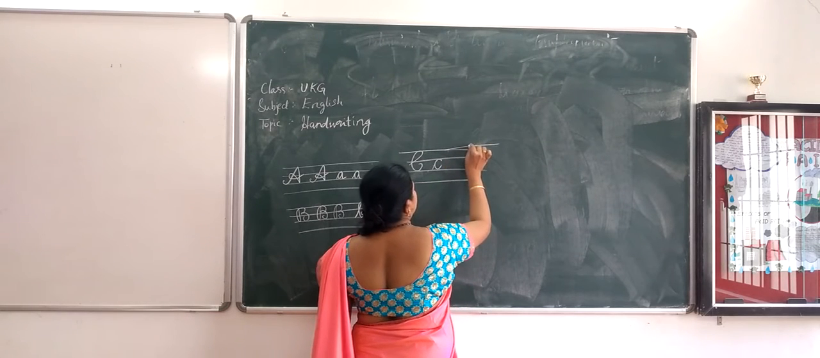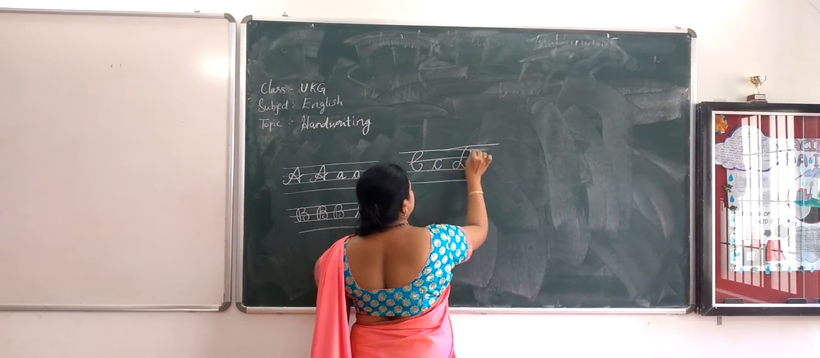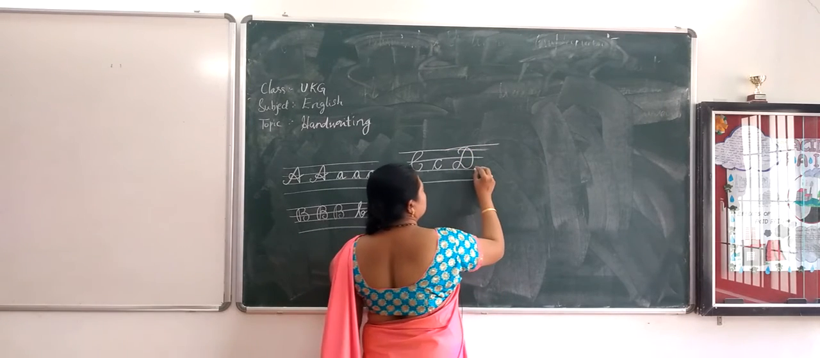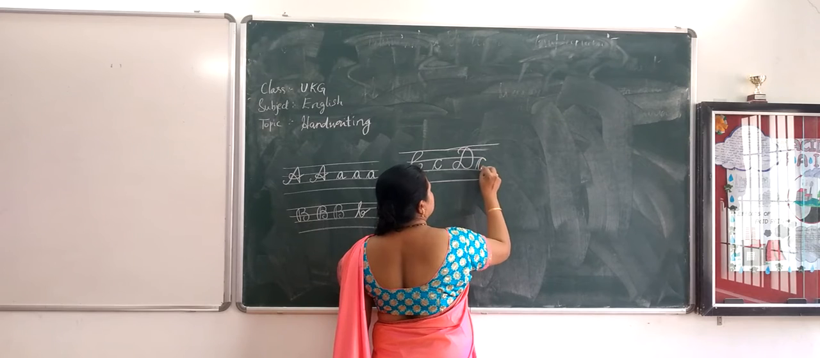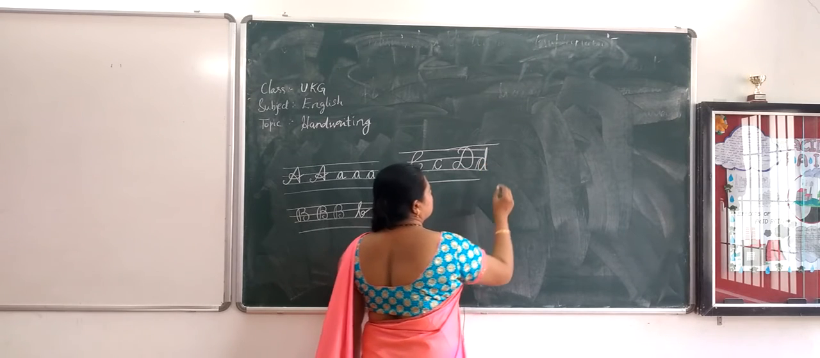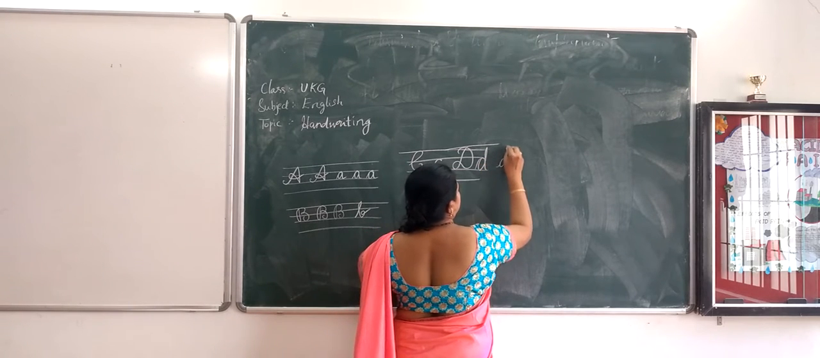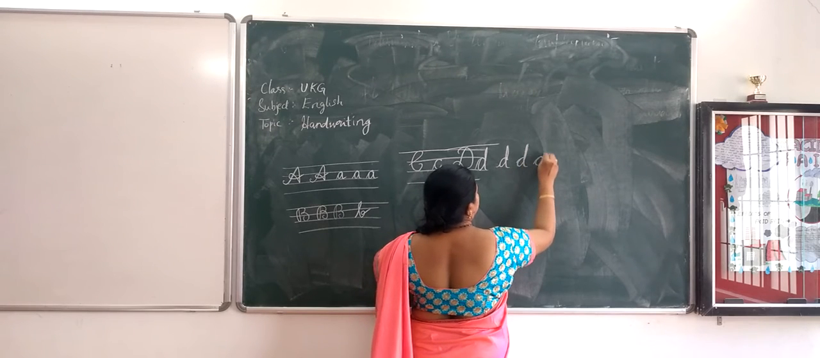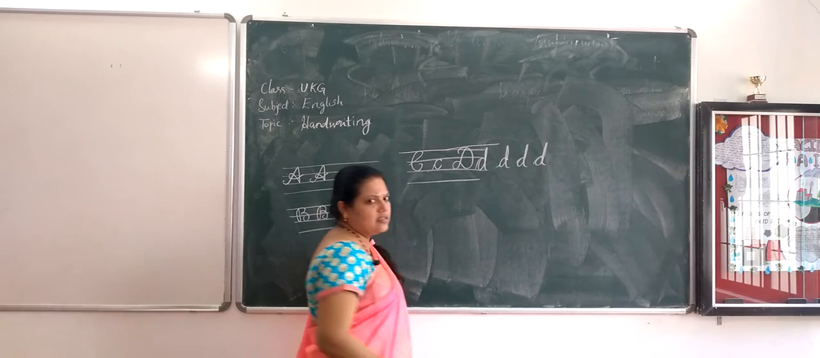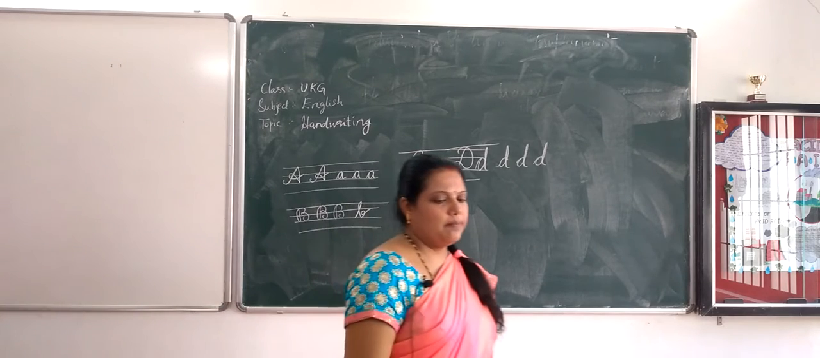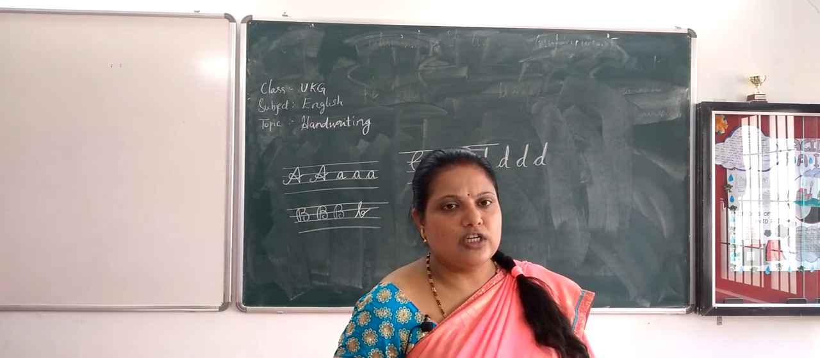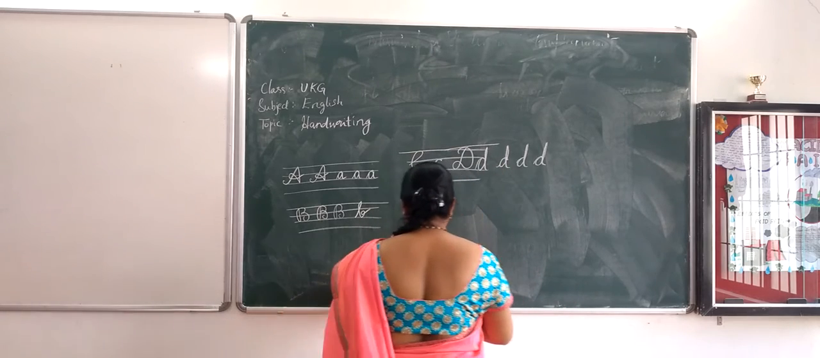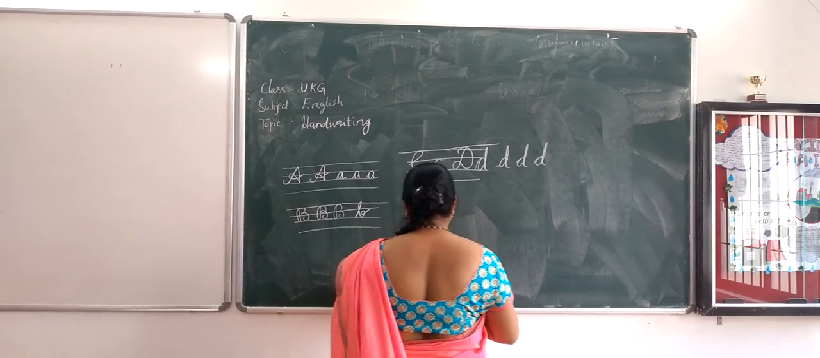Okay, D. How do you write? See, D. Okay, this is capital D, and the small d you should write like this. See, how do you write that? Okay, can you practice? Yes. Okay, can we see the next one, children? What is the next one? That is E. Okay, how do you write that?